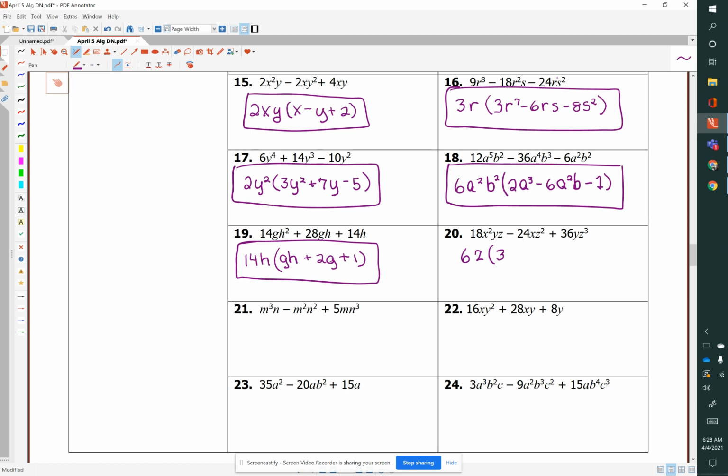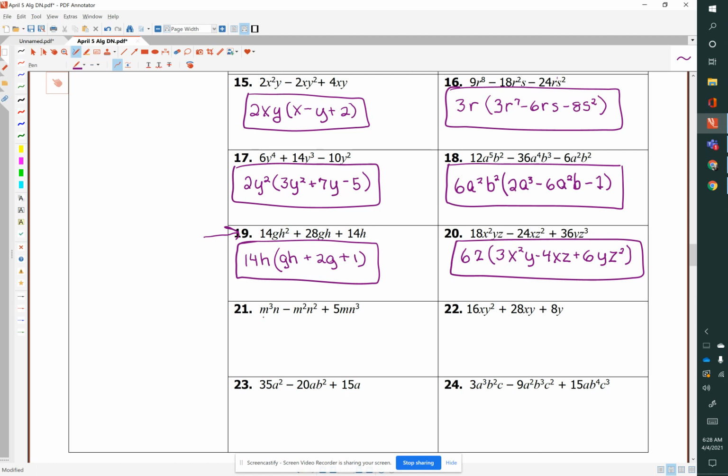18 divided by 6 is 3. We'll have x squared y minus 24 divided by 6 is 4x and then z to the first power plus 36 divided by 6 is 6yz to the second power, and that's our final answer. Now, if you were to distribute every one of these that we're working on, we would end up with the original expression.